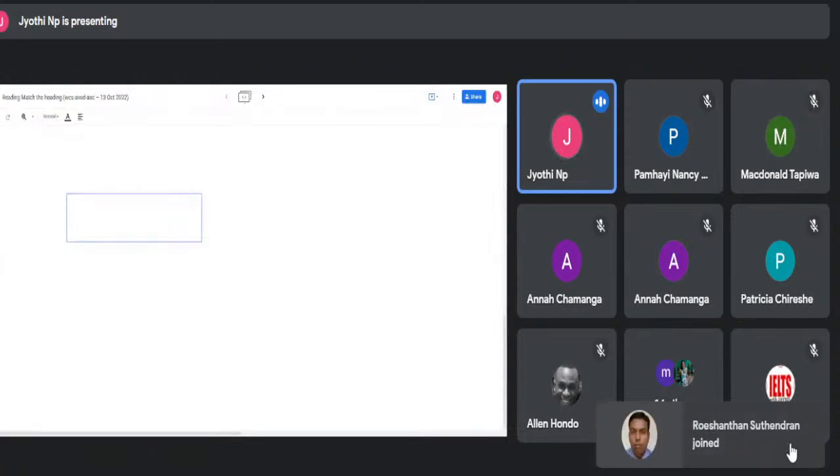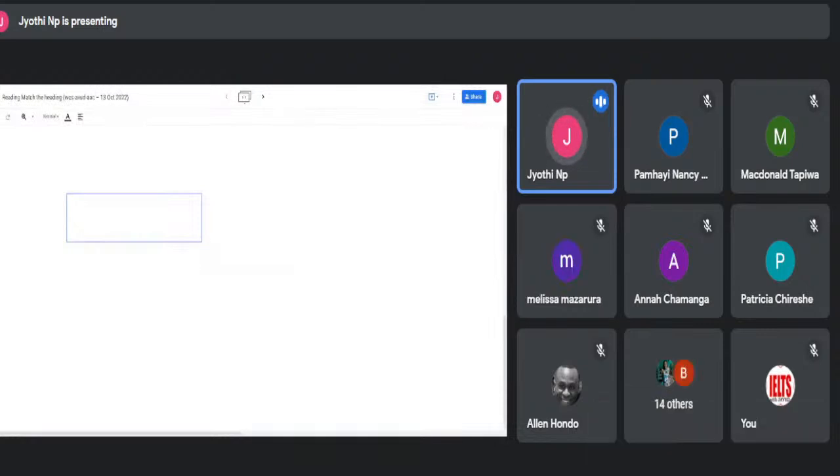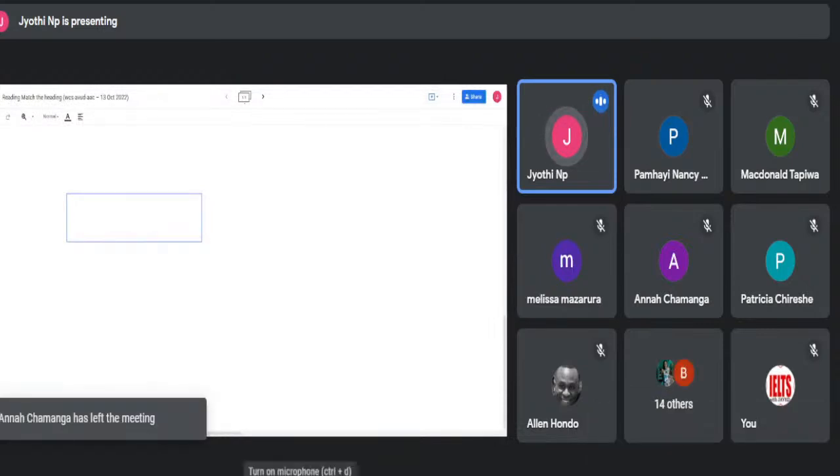Okay, now there will be times when, in the middle of the instructions, other headings you need to remember.